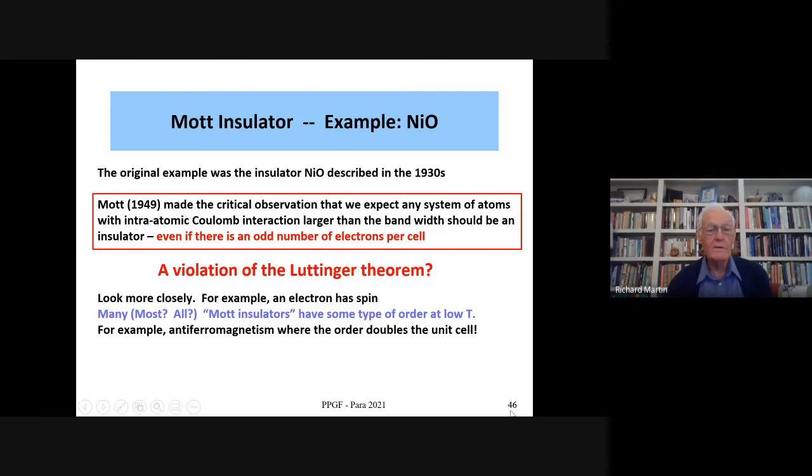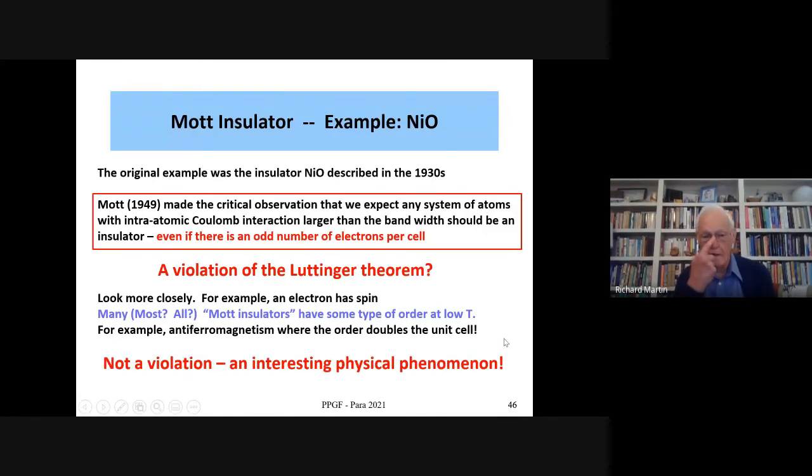But if you look more closely, the electron has spin, and there are some degrees of freedom involved. And I propose that many, or maybe most, or maybe all, so-called Mott insulators have some kind of order at low temperature. The example that actually applies for nickel oxide is antiferromagnetism, where the unit cell is doubled. And it's not a violation of the Luttinger theorem. It's something that says you should look more closely.